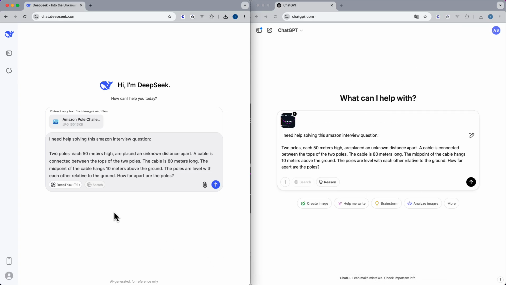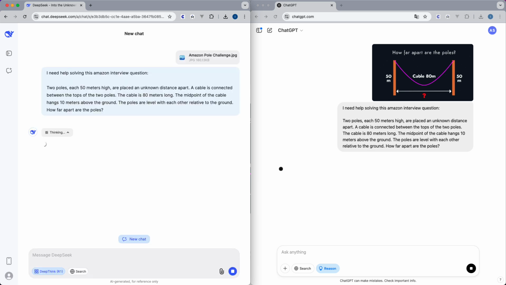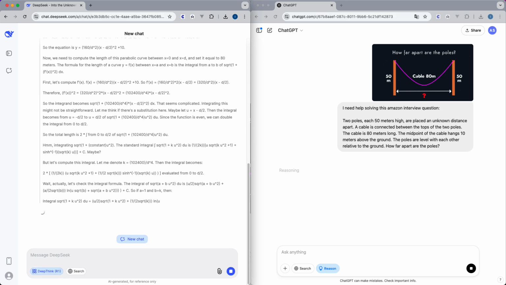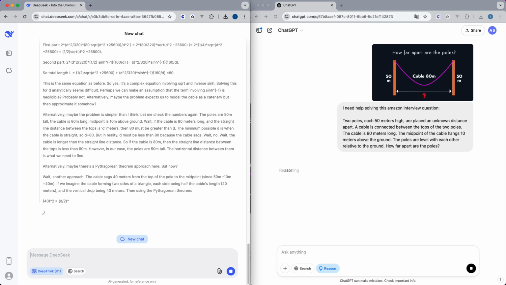Now let's do it again, but this time let's turn on reasoning. So this is going to be DeepSeek R1 against O3 Mini. So let's see how these models will behave this time. Now the video is at a 30x speed, and we can see that the reasoning process is shown on DeepSeek, and ChatGPT does it behind the scenes.